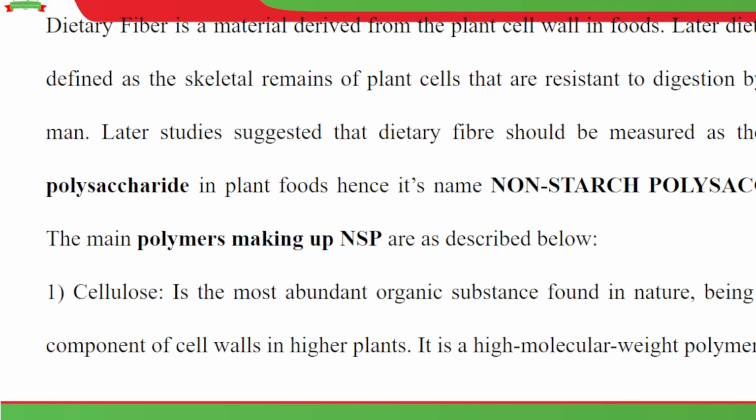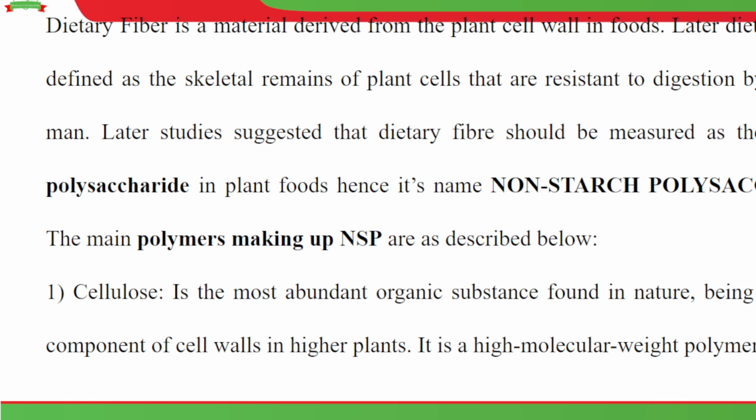So let's continue into our lecture, and we start with what dietary fiber really is. One, dietary fiber is a material that has been derived from the plant cell wall in foods. Later, dietary fiber was defined as the skeletal remains of plant cells that are resistant to digestion by enzymes of man. Meaning your digestive system enzymes do not really hydrolyze these plant cell walls, so at the end of it all they end up undigested and pass out from your body as feces, as waste.